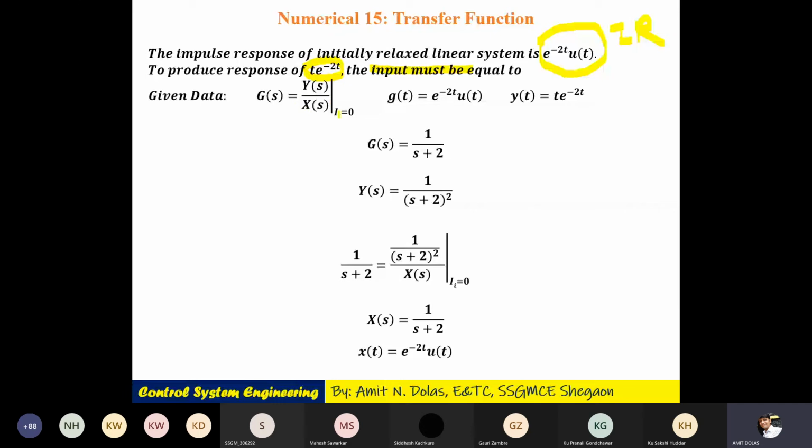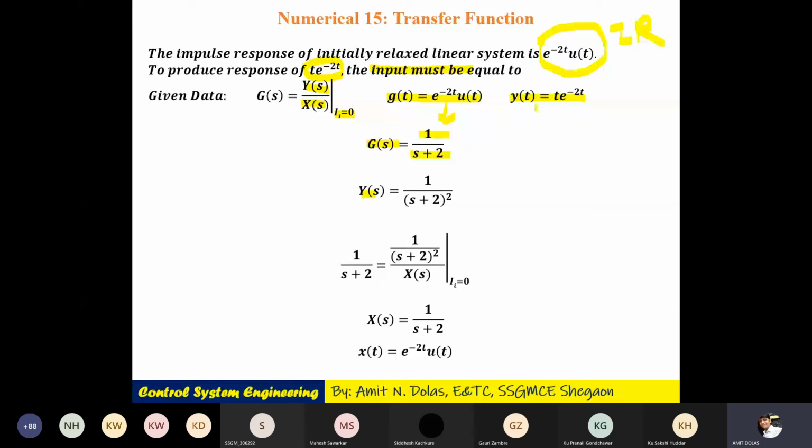So initially relaxed means all the initial conditions are 0. So y of s upon x of s is the system where g of t is e raised to power minus 2t into u of t, and y of t output क्या है? ये वाला t into e raised to power minus 2t. So convert it into, कन्वर्ट करने के बाद it will be what? g of s will be, इसे लाप्लास ट्रांसफॉर्म किया है, and again e raised to power minus at वाला फॉर्मेट. So it will be 1 upon s plus 2.